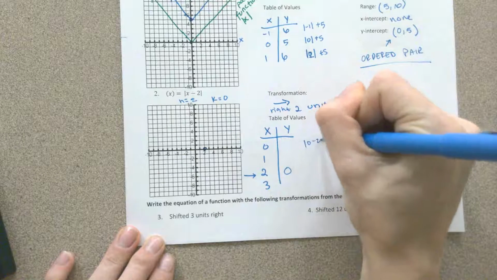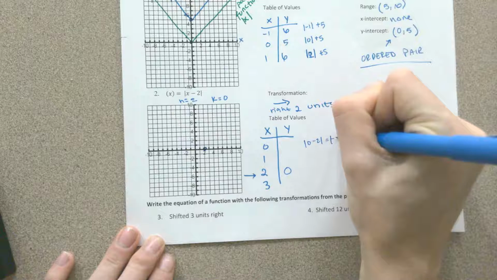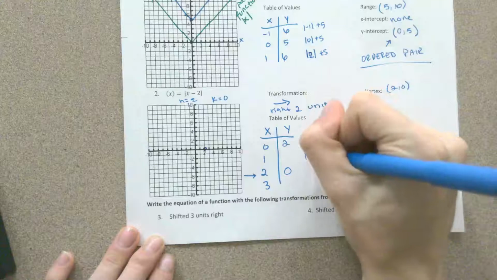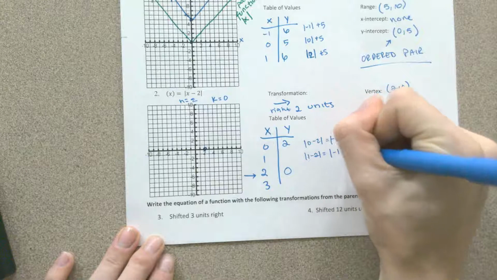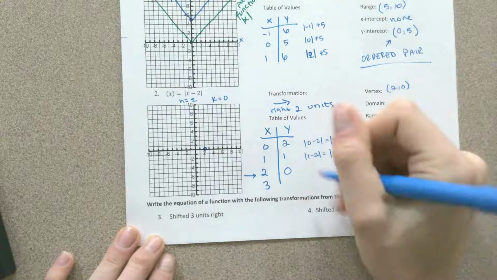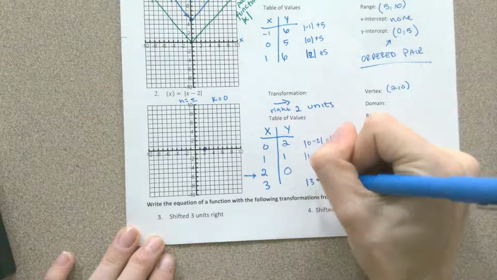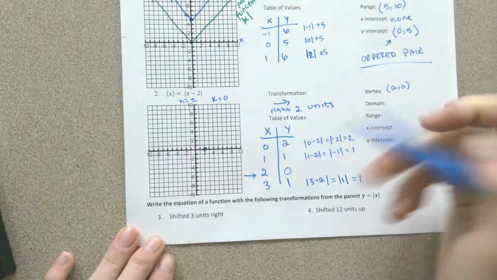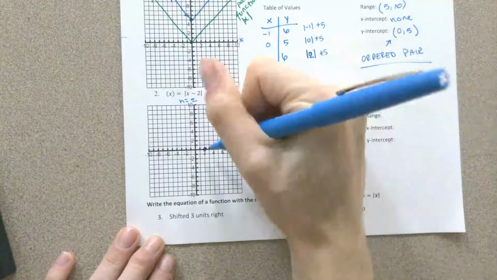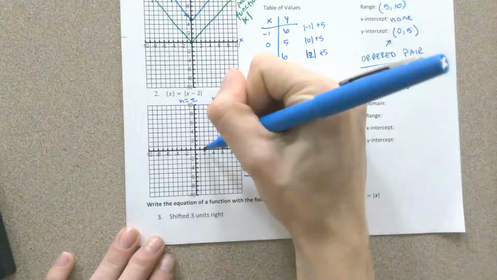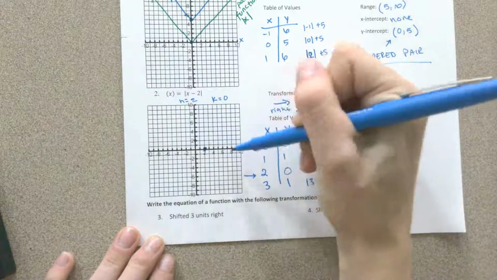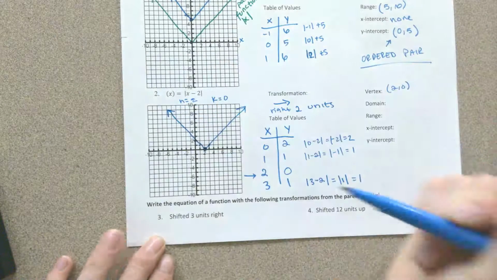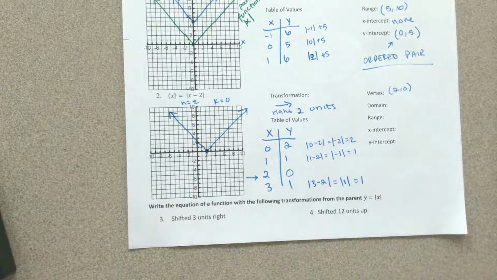So the absolute value of 0 minus 2 is the absolute value of negative 2, which is positive 2. Then we have the absolute value of 1 minus 2, which is the absolute value of negative 1, which is 1. Then we have the absolute value of 3 minus 2, which is the absolute value of 1, which is 1. Then we plot these, so we have 2, 0 already. We also have 0, 2, 1, 1, and 3, 1, and we can connect those lines. And as we can see, it shifted to the right.